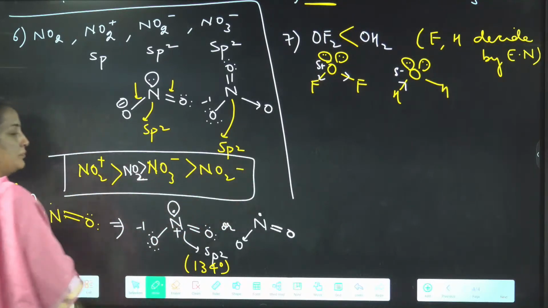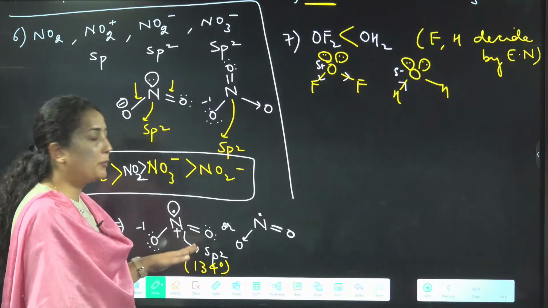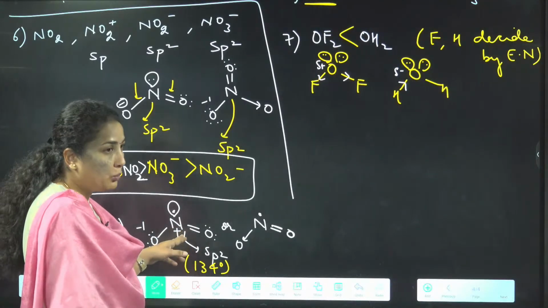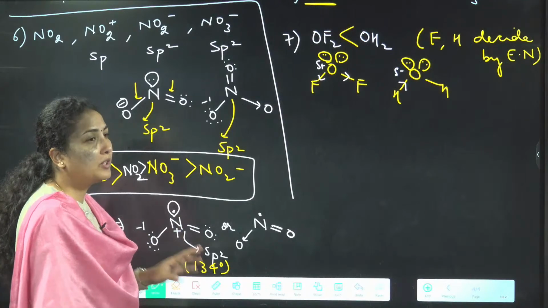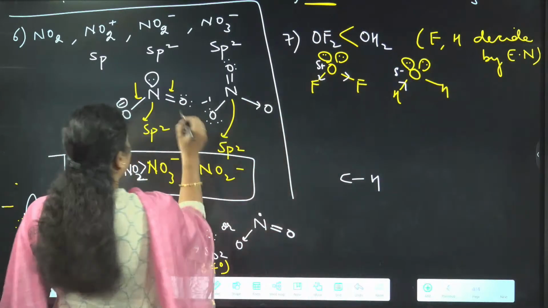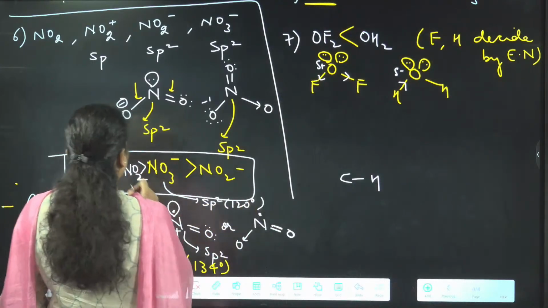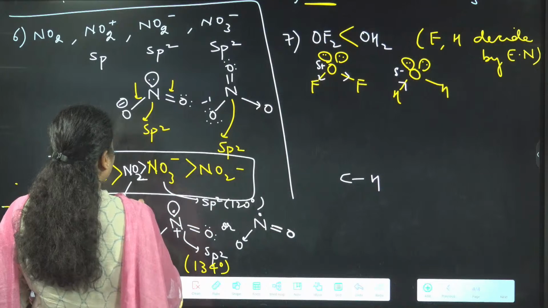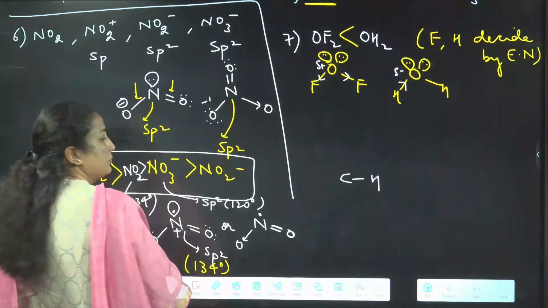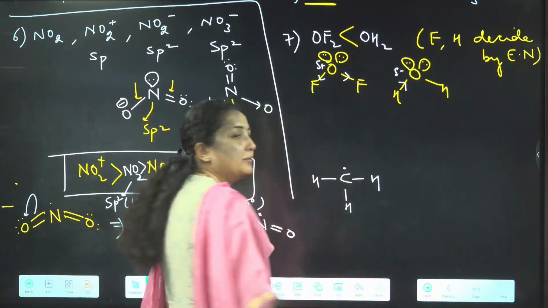Getting it? So for odd electron species, remember that this particular thing is sp2 hybridized, and here it is going to be 134 degrees experimentally. Here it is sp2 with 120 degrees, here it is sp2 with 134 degrees.